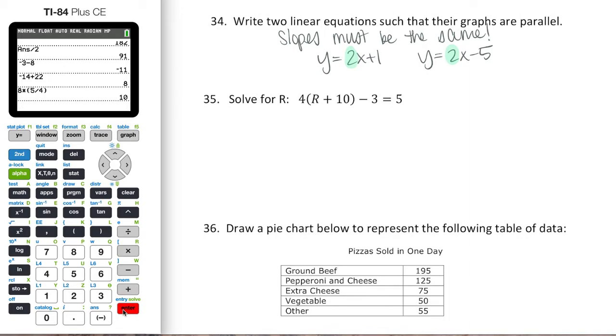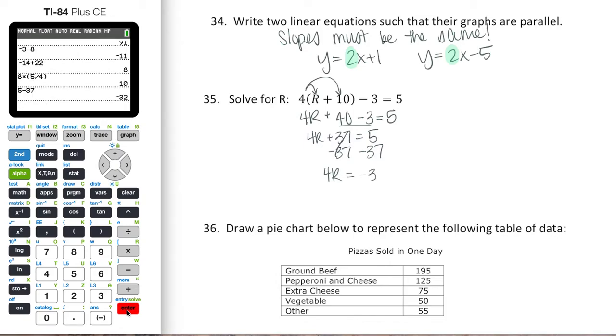Alright, solving for r. So first we can go ahead and distribute. So 4r plus 40 minus 3 equals 5. 40 minus 3 is 37. So then we're going to subtract 37 from both sides. 4r equals, and we're going to have 5 minus 37, which is negative 32. So divide by 4, and r equals negative 8.